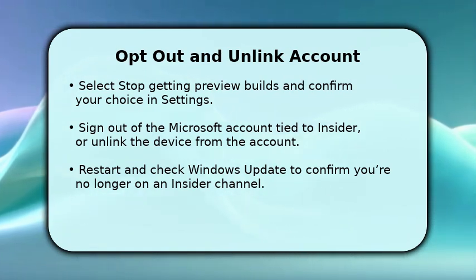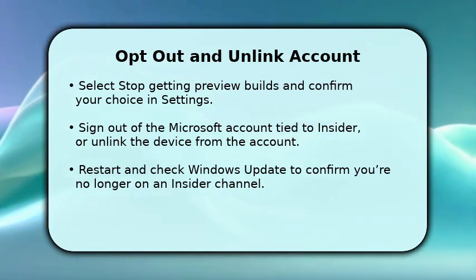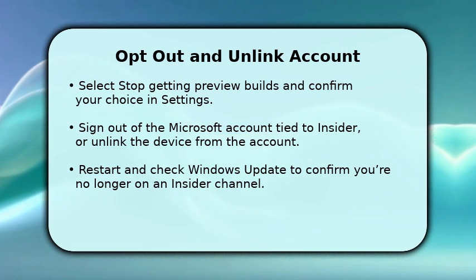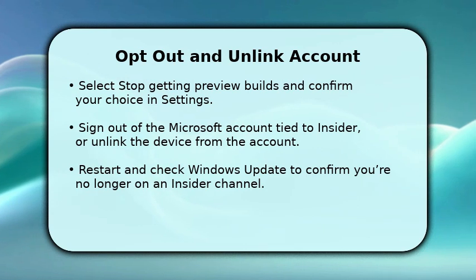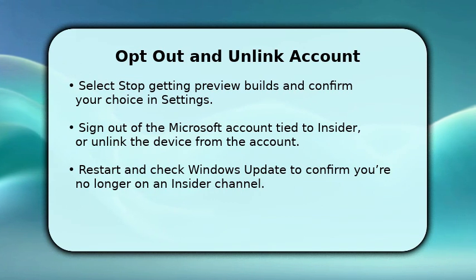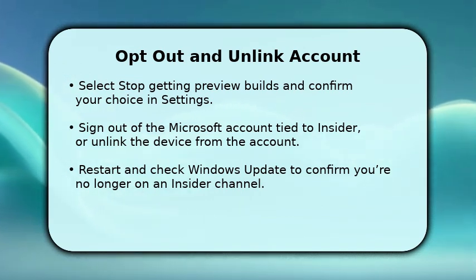In Settings, Windows Insider Program, select Stop Getting Preview Builds and follow prompts to opt out. This ends automatic insider updates. Make sure to sign out or remove the Microsoft account linked to the insider enrollment if you used one, because account links can re-enroll devices.